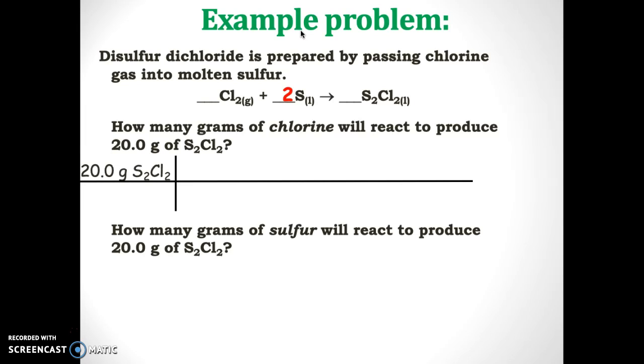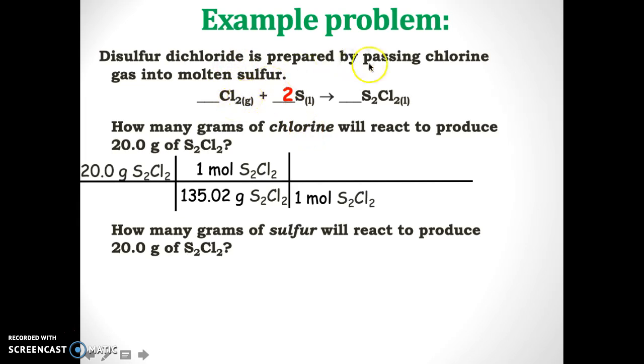Here I'm starting with 20 grams of S2Cl2, and I go from grams to moles, and then I cross my mole bridge. So I'm going from S2Cl2 to chlorine. What's chlorine? This right here. So what is that mole ratio? 1 S2Cl2, 1 chlorine on top. That's my mole ratio. And then I go to grams, so 1 mole of chlorine. The molar mass of chlorine, 70.9, because I'm taking chlorine times 2.